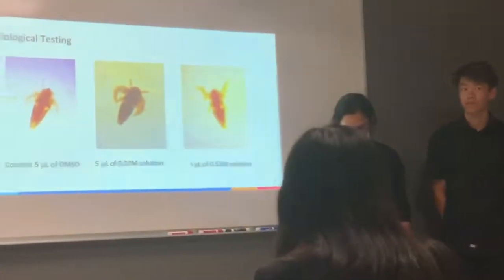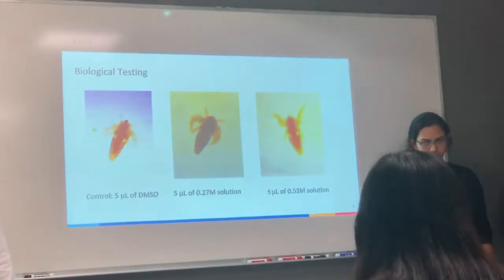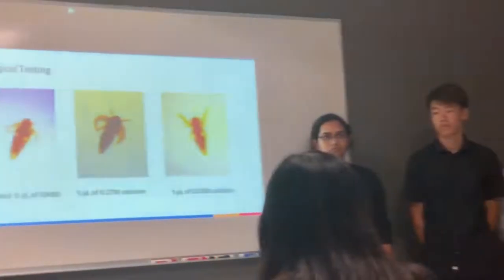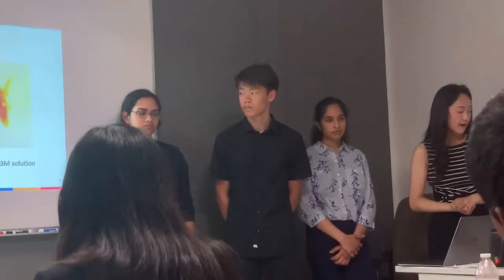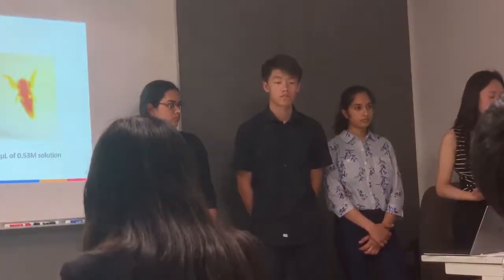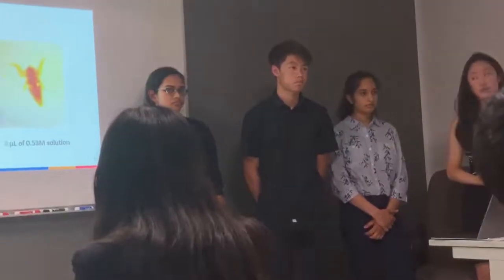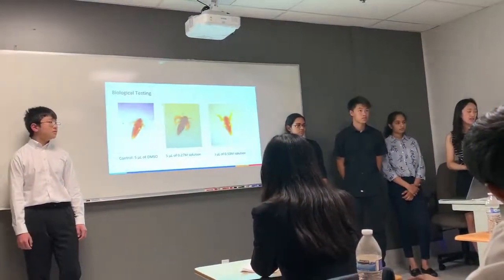Okay, and so to create the different concentrations of our drug, we started with our pure compound 1A, and we dissolved that in different amounts of DMSO, dimethyl sulfoxide, to create different concentrations. So we ended up testing two concentrations: a 0.27 molar solution and a 0.53 molar solution. We injected 5 microliters of each of our solutions into the tiny drop of water that the shrimp was in, and we recorded their movement for the next 10 to 15 minutes.